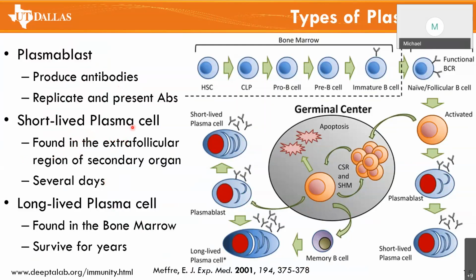Short-lived plasma cells tend to remain in the lymph node and the spleen, and they only tend to live several days to weeks. Some of these short-lived plasma cells that migrate to the bone marrow will become long-lived plasma cells that can survive for years. And this is one of the newest cells that we found within, I think, the last decade or two, and what we're trying to aim for in vaccinations. So I thought that was very interesting.